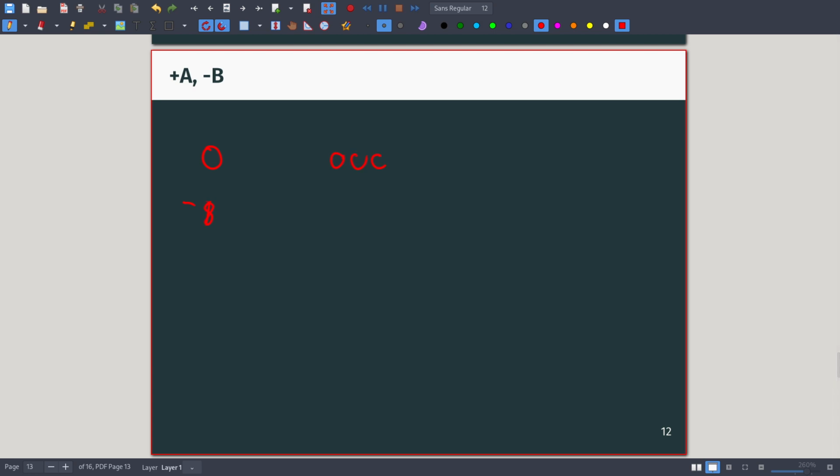So if we have 0 and we add it to -8, we're still going to get -8, right? It's going to work no matter what. You can even brute force it with all of these and show that if you look at all the cases where a is positive and b is negative, it's not going to overflow. So we can just move on. And same thing here. If a is negative and b is positive, we're never going to reach an overflow.